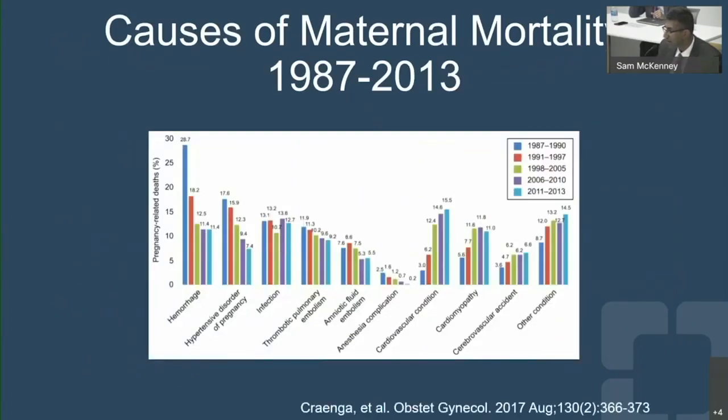I touched on this in a prior lecture, but if we look at the causes of maternal mortality, we have gotten better at treating a lot of the more traditional causes, particularly hemorrhage and pulmonary embolism. However, the incidence of cardiovascular disease has increased, and cardiovascular causes of maternal mortality have increased significantly.